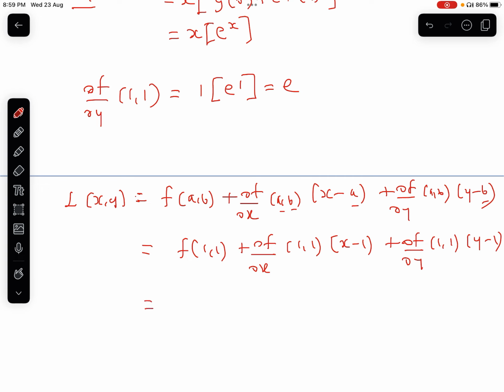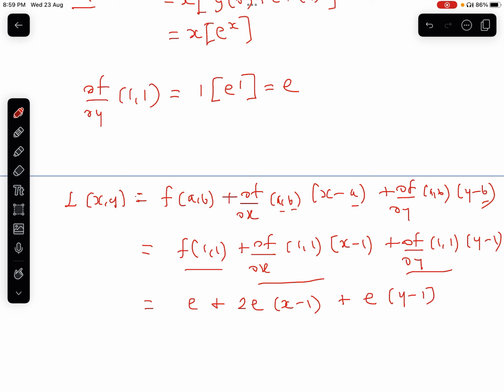Make sure while solving the linear approximation, you are solving it very carefully by substituting the coordinates. Since in the question they have given the two coordinates, we should be very careful. So already we know f(1, 1) we noted down as e, plus here ∂f/∂x(1, 1) is 2e into (x minus 1), plus ∂f/∂y(1, 1) we got as e into (y minus 1).